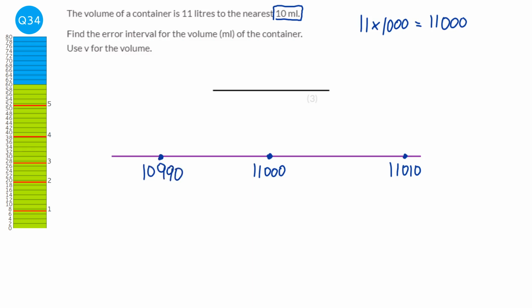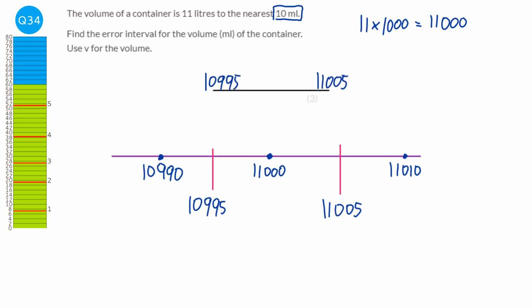Now, what would be the next one down if we're looking at to the nearest 10 mil? So we're going to add a 10 mil on, which will be 11,010, and we're going to take the 10 mil away. So 11,000 take away 10 mil will be 10,990. Now when we're looking at limits, with the upper and lower part of it, we are looking at halfway points. So halfway here and halfway here. So this halfway point will be 10,995, and the next one will be 11,005, and that's the halfway points. And so that is going to be our upper and lower bound.